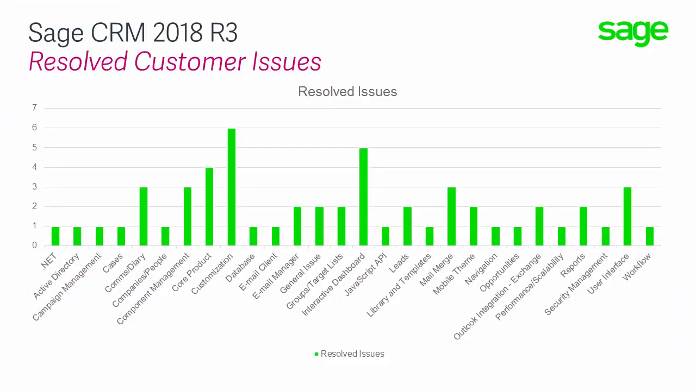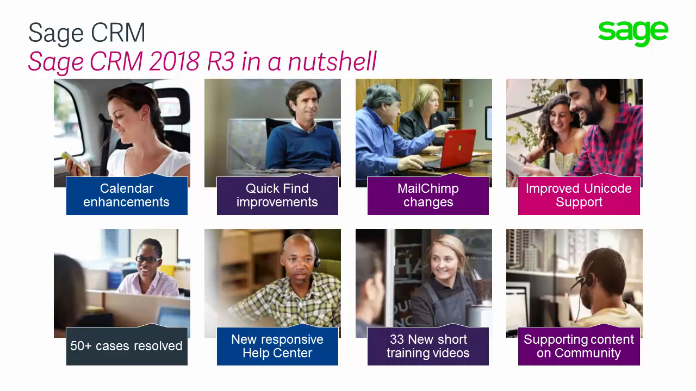There have been over 50 issues identified by customers that have been addressed within Sage CRM 2018 R3, and these include corrections to dashboard gadget behaviors, mail merging, and changes to the component manager, and more. This diagram just gives a sense of the spread of the work as we've continued to strive to provide customers with the best possible experience. So please be sure to check the release notes that are issued with the release, which are also available on help.sagecrm.com.